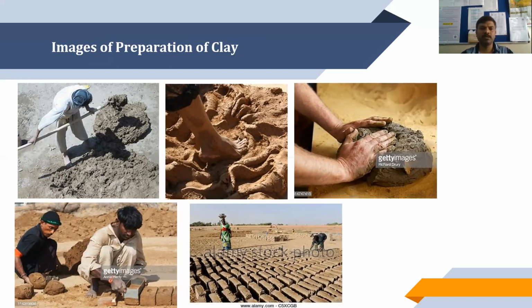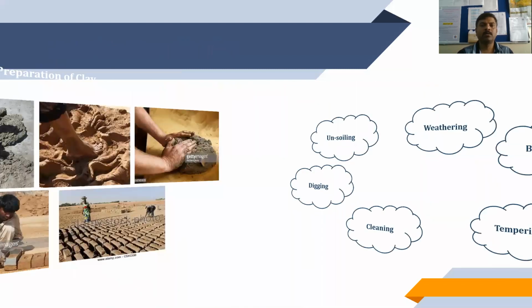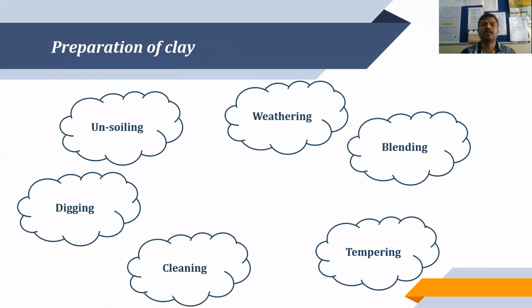In the first image, you are seeing that one person is mixing water in the soil and making it clay. In the second image, the person is kneading the clay with their feet. In the third image, molding, like kneading by hand. The fourth image is the molding and demolding, and the last one is the drying. So these are the basic steps involved in the preparation of clay.